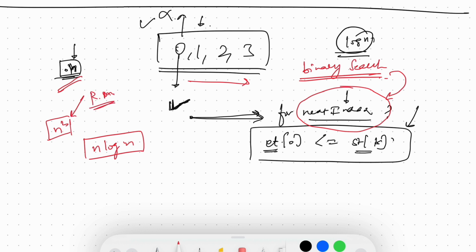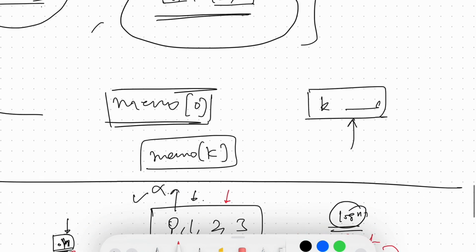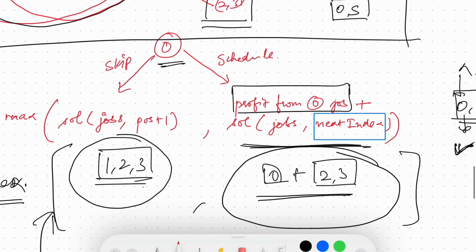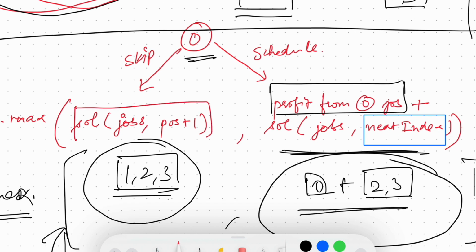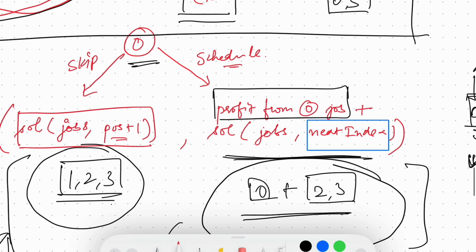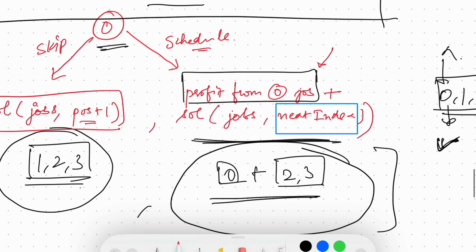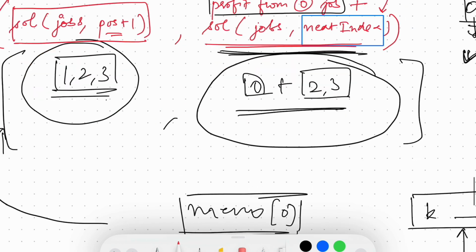recursion with memorization, if we are doing it the iterative way to choose our next job position. Okay, so our formula was the solution of the job from the next position if we are skipping it. If we are not skipping it, consider that profit and the profit from the next index, and this next index is going to be calculated using binary search.